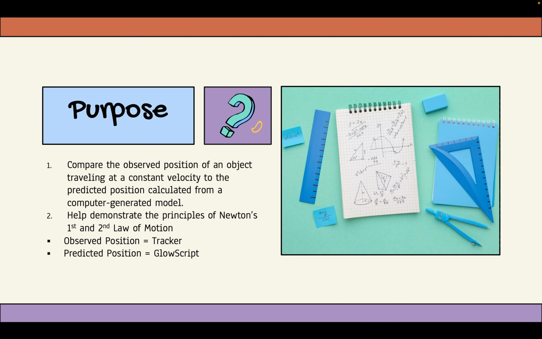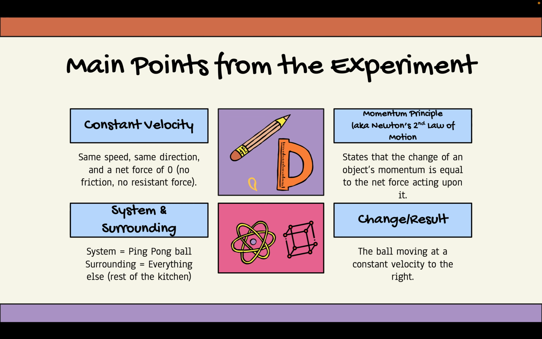To begin, the purpose of this lab is to compare the observed position of an object traveling at a constant velocity, which we will obtain by using Tracker, to the predicted position calculated from a computer-generated model by using GlowScript. The main goal of this experiment is to help demonstrate the principles of Newton's first and second law of motion.